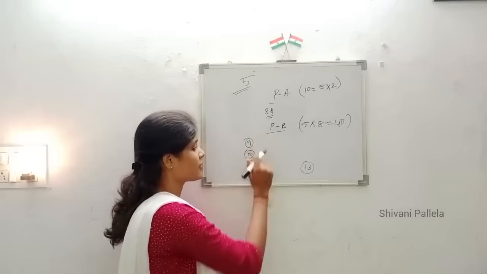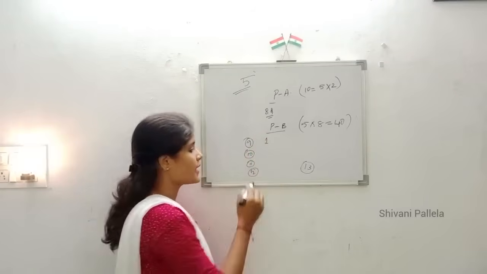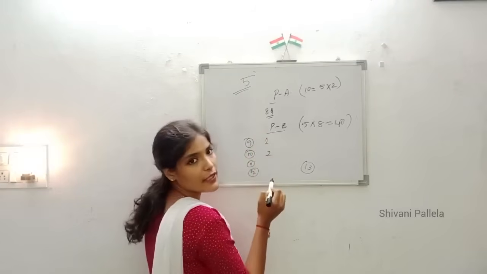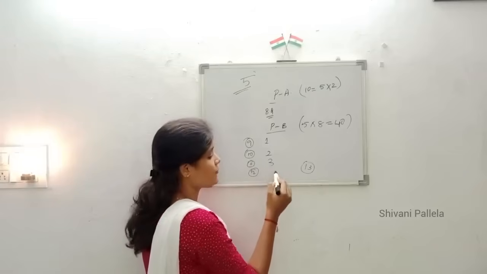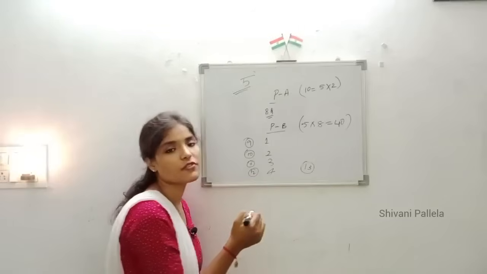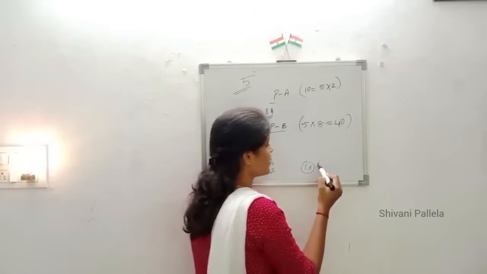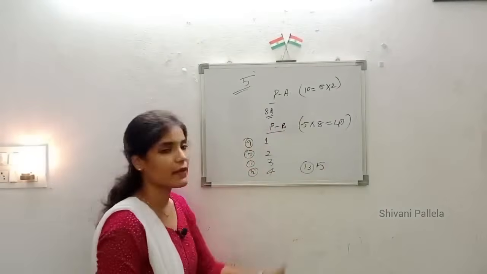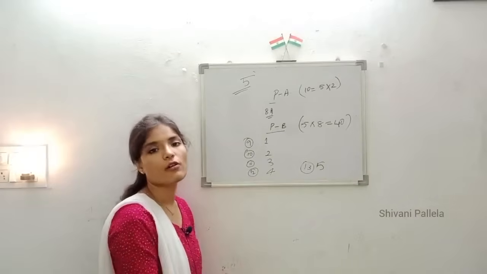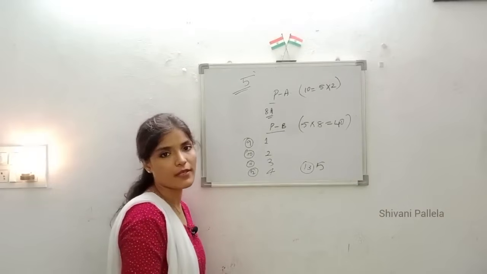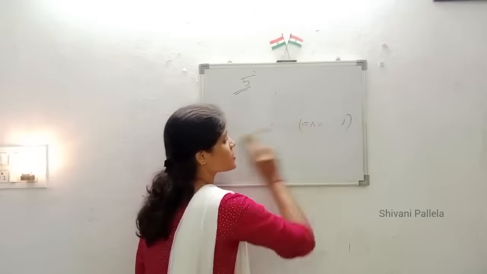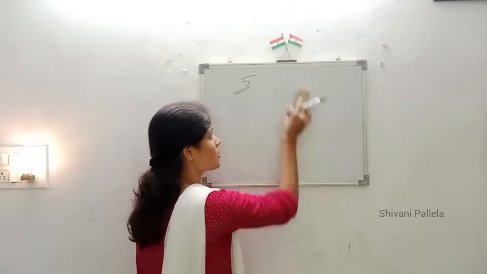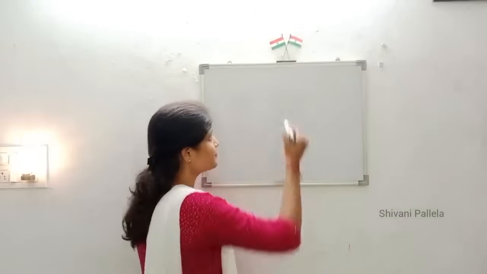The 9th question will come from the first unit. The 10th question will come from the second unit. The 11th question will come from the third unit. The 12th question will come from the 4th unit, and the 13th question will come from the 5th unit. So this is the question paper pattern. I hope that you all are clear with the question paper pattern, students. Now we will discuss each and every unit, a quick revision. In the first unit, what are the things you are learning, everything.